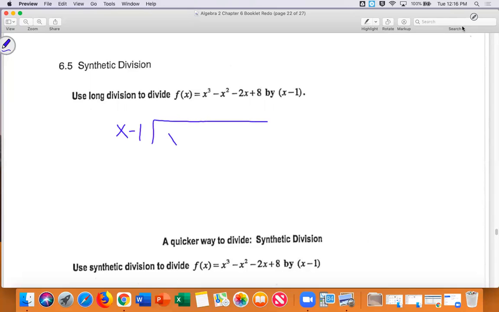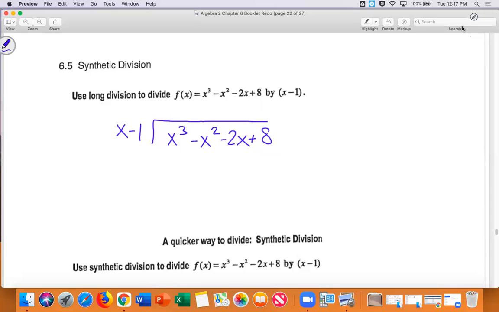Then we have x cubed minus x squared minus 2x plus 8 on the inside. Notice I have x cubed, x squared, x, and my constant term. Everything's kind of filled in. With long division, it's all about making the first terms match up.